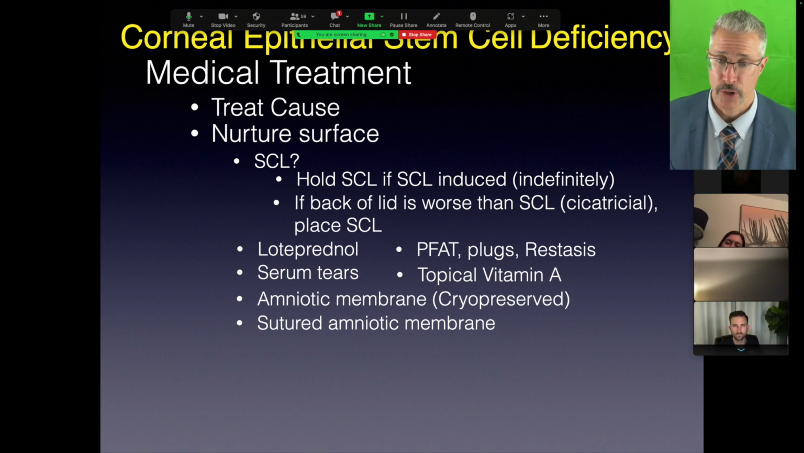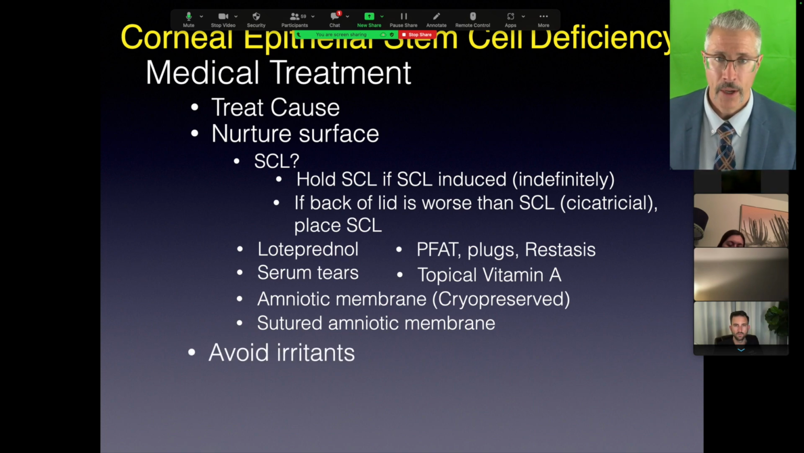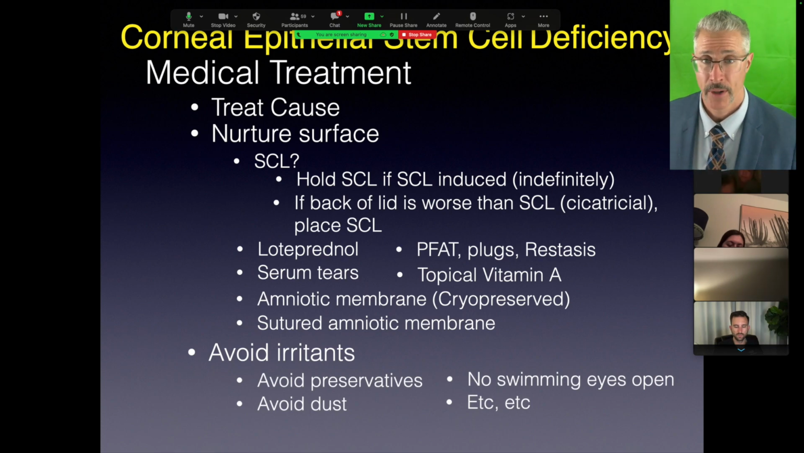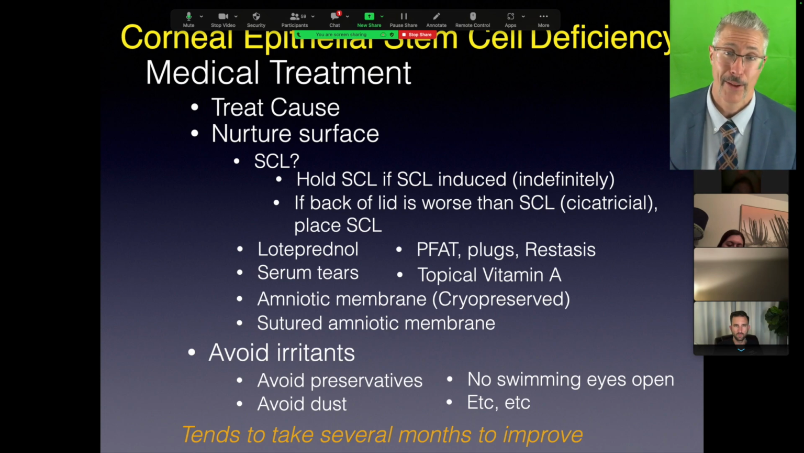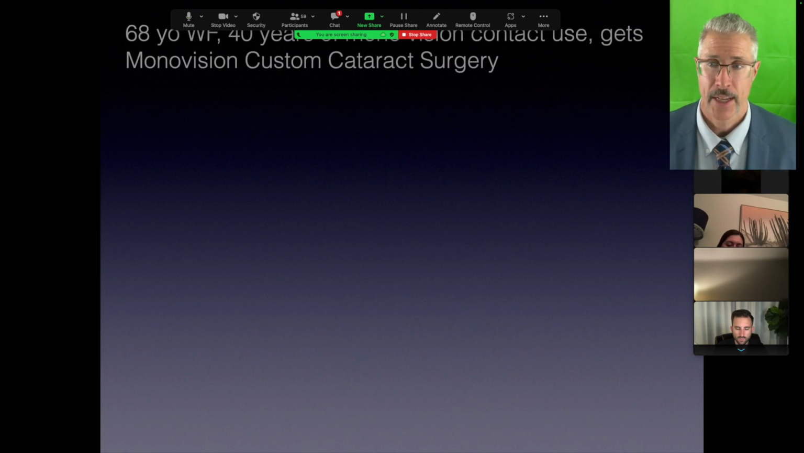I'm often going to reach for a sutured amniotic membrane. You can try a Procera too, but sutured are a little more effective, but anyone can put in a Procera, so at least try it. Avoid irritants, so preservatives, dust, dryness, chlorinated water, swimming with your eyes open. And it can take a long time, like neurotrophic keratitis. Trying to grow crops in the desert is what it feels like.